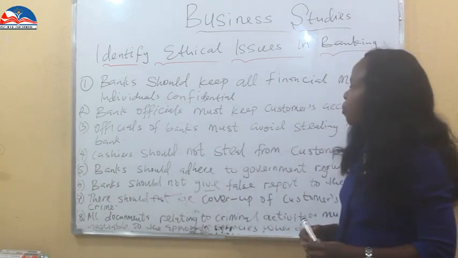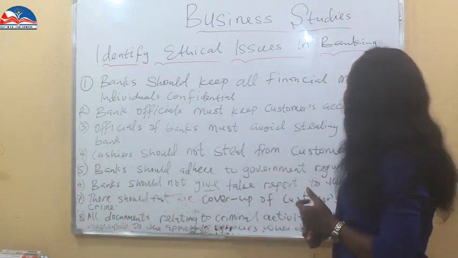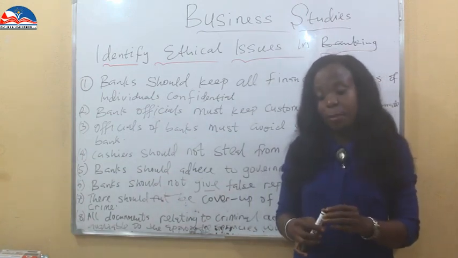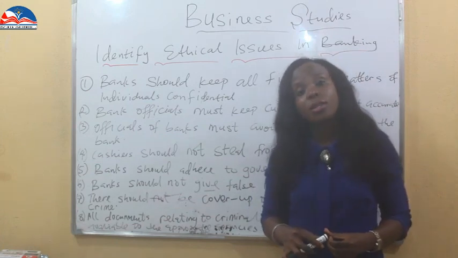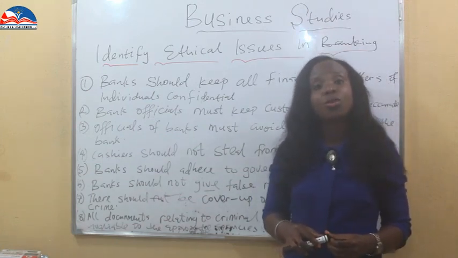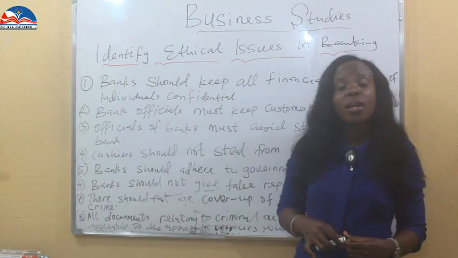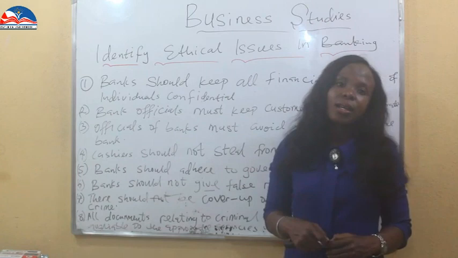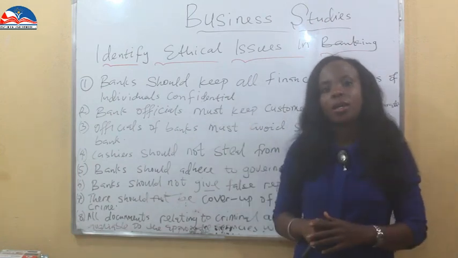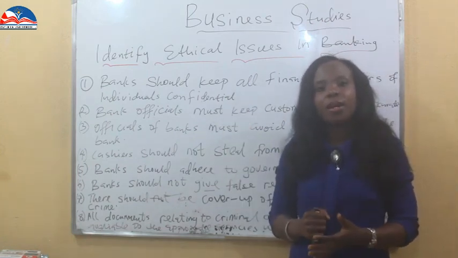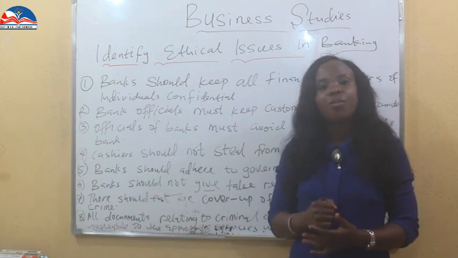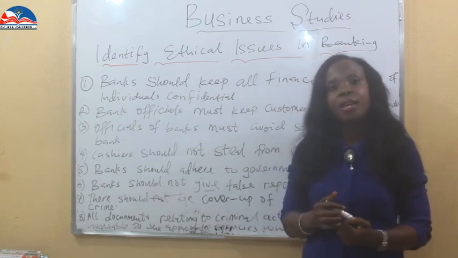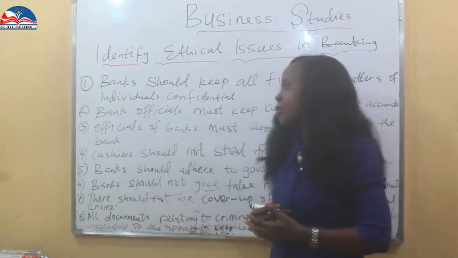Then the third one is officials of the bank must avoid stealing from the bank. Because you've worked in the bank and you know shortcuts on how you can access customers' money or the bank's money, officials in the bank should not steal from the bank. It's an ethical behavior they have to uphold. If not, that is a big criminal offense.